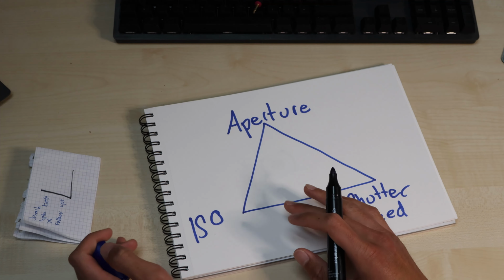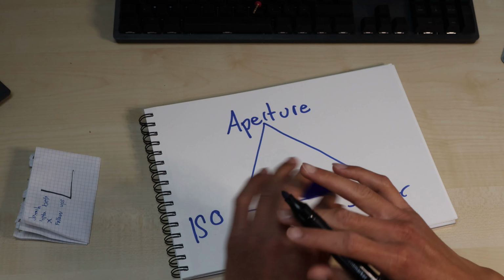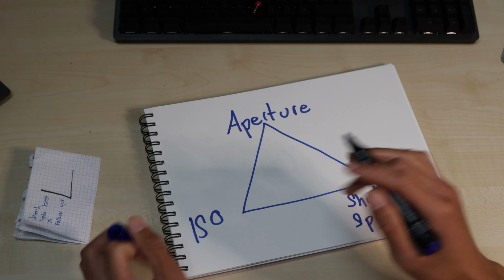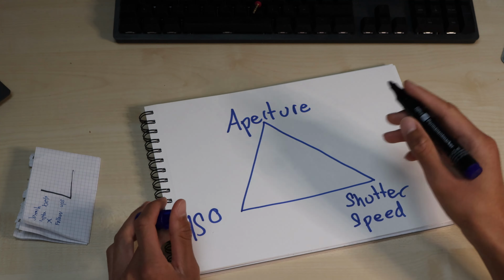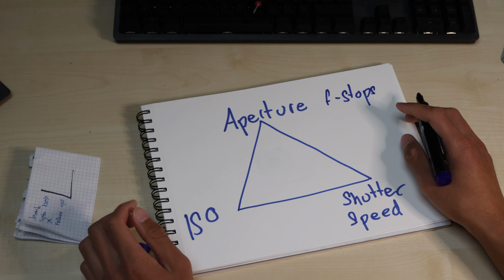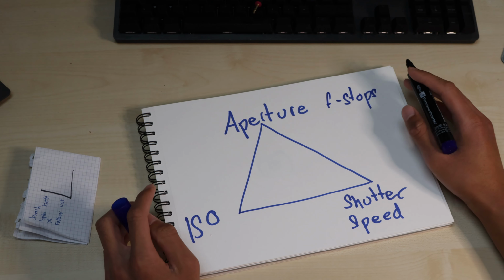Let's start with the aperture. Imagine your camera lens as an eye. The aperture is the pupil of the eye, controlling how much light enters the camera. We measure aperture in f-stops. Here's the tricky part: the smaller the f number, the larger the aperture opening is.